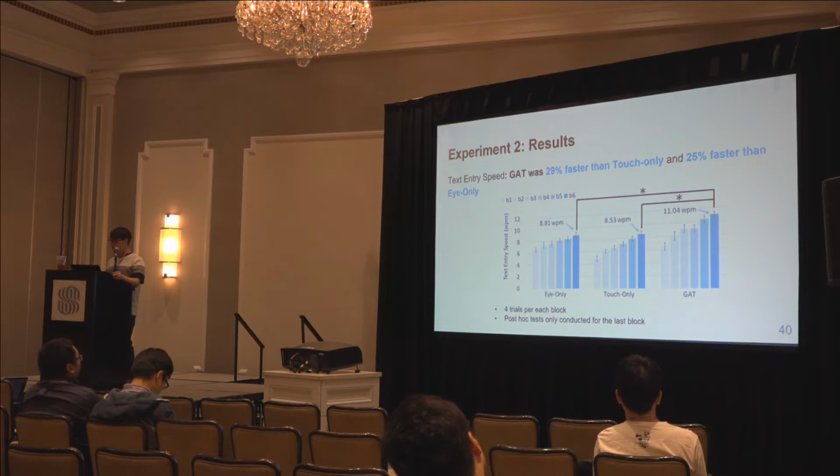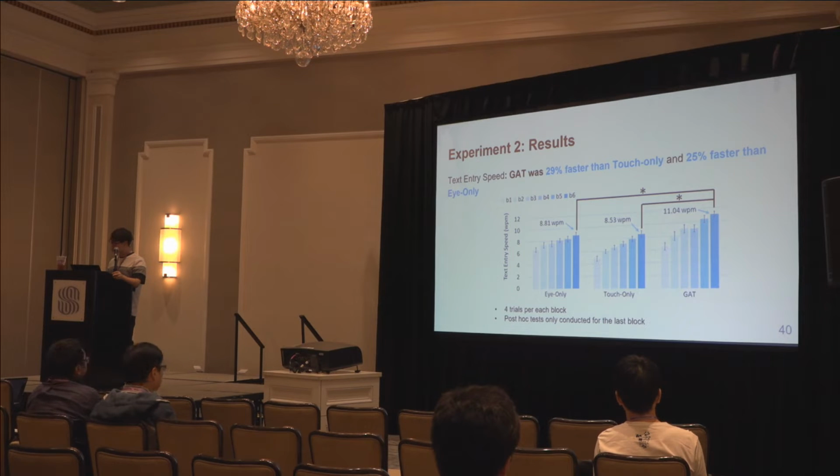As a result of the experiment, GAT was fastest compared to each monomodal text entry method. After the 24 trials, GAT can reach 11 WPM, and compared to the touch-only method, it is 29% faster, and compared to the eye-only method, it is 25% faster.